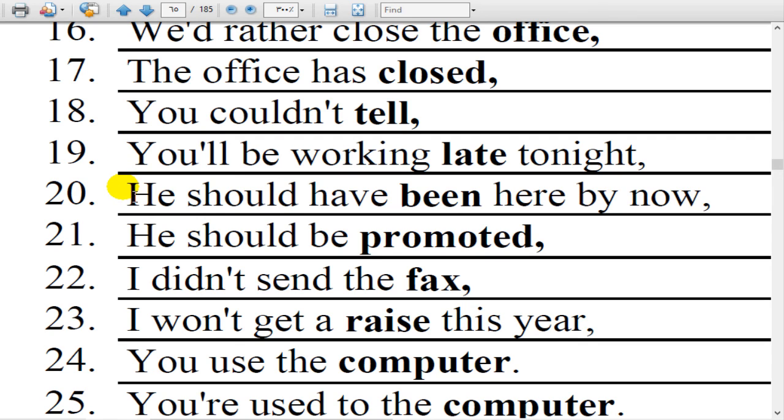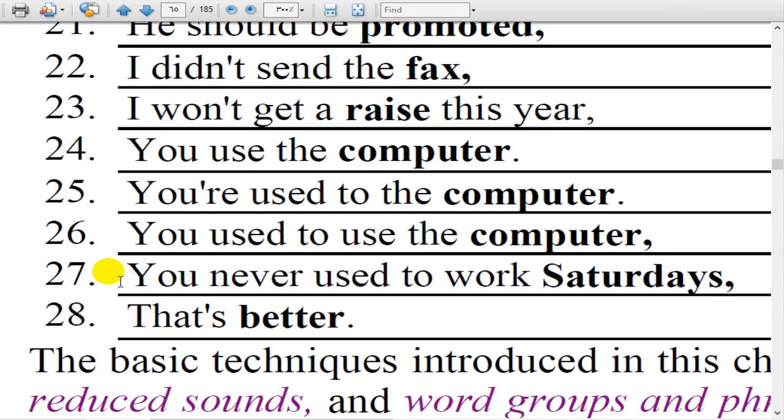20. He should have been here by now, shouldn't he? 21. He should be promoted, shouldn't he? 22. I didn't send the fax, did I? 23. I won't get a raise this year, will I? 24. You use the computer, don't you? 25. You're used to the computer, aren't you? 26. You used to use the computer, didn't you? 27. You never used to work Saturdays, did you? 28. That's better, isn't it?